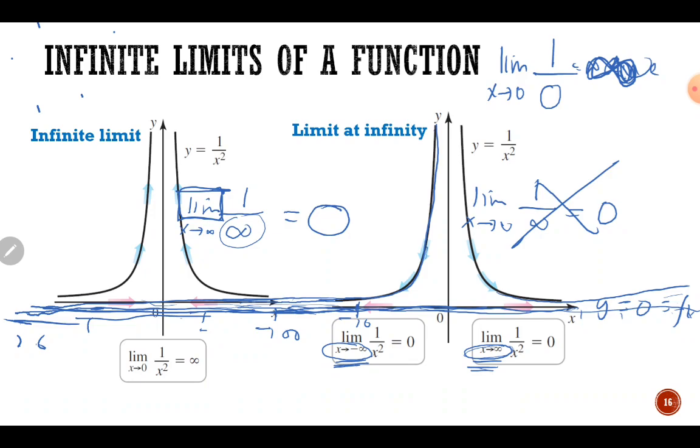Satu bahagi dengan benda yang terlalu kecil, dia akan jadi benda yang sangat besar kan. Terlalu kecil, macam 1 bahagi 0.1, you dapat 10, betul? 1 bahagi dengan 0.01, you dapat 100. 1 bahagi dengan 0.001, you dapat 1000. Tekanlah kalkulator tu. Bahagi dengan nombor yang sangat kecil. Makin lama you dapat hasil makin besar dan makin besar.